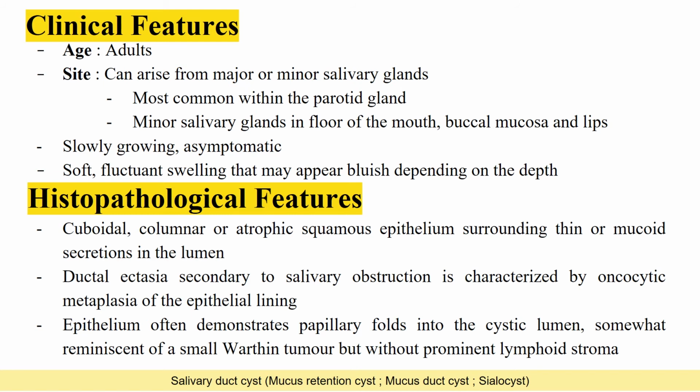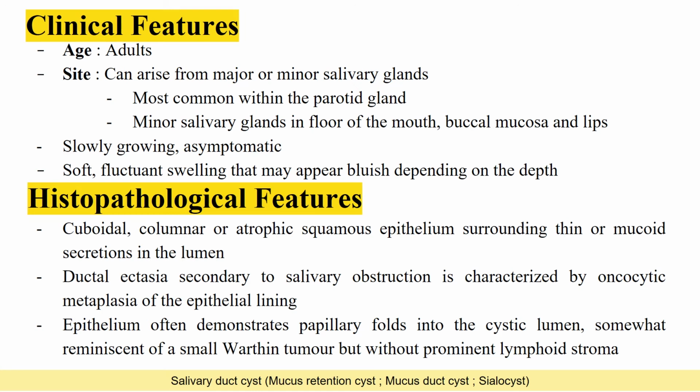In the case of major salivary gland, it usually occurs within the parotid gland, whereas in the minor salivary gland, it usually occurs in the glands located in the floor of the mouth, the buccal mucosa, or the lips. It appears as a slow-growing, asymptomatic, soft and fluctuant swelling that may appear bluish depending on the depth. In the histopathological features, thin or mucoid secretions in the lumens can be seen surrounded by a cuboidal, columnar, or atrophic squamous epithelium.